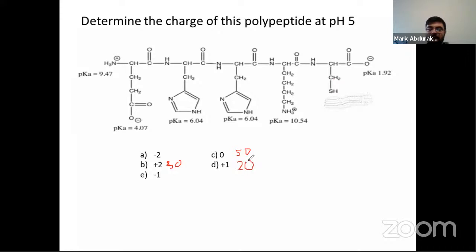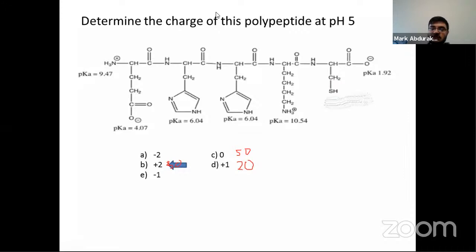So the correct answer is actually B, 30% got right. So the reason some of you may have put C is because you saw positive, negative, cancels out, positive, negative, cancels out, neutral charge, right? Well, this isn't the exact charge, and on the MCAT they will not always give you exactly what form the molecules will be in, especially for acid-base questions.